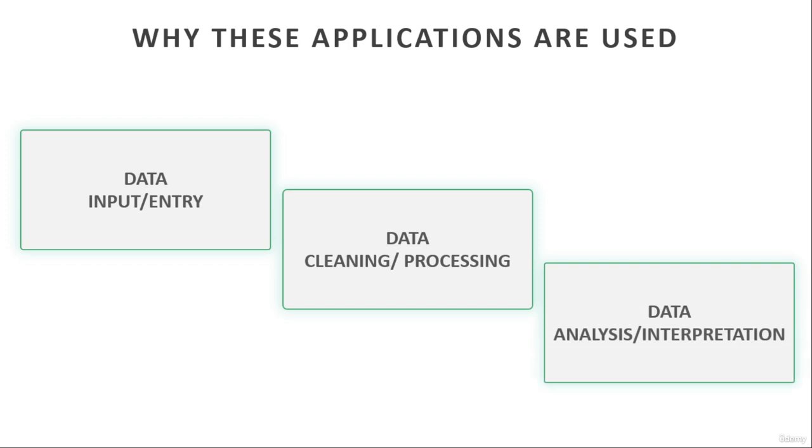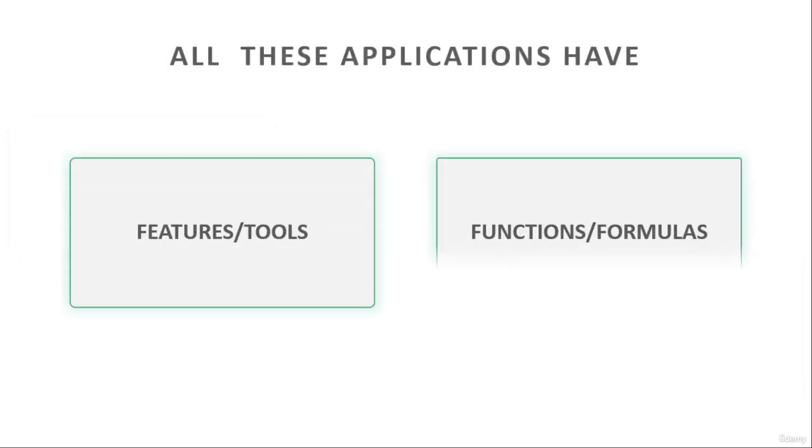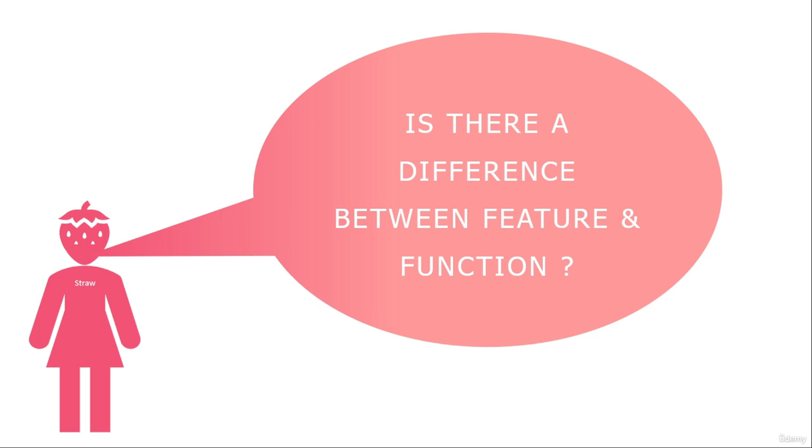And because the use case of all these working professionals is so limited, every spreadsheet application also happens to have a similar structure. All of them have a feature and a function. You can also call them tools or formulas. And all these features and functions essentially help working professionals perform the same three important things, that is to clean, process, and analyze data.